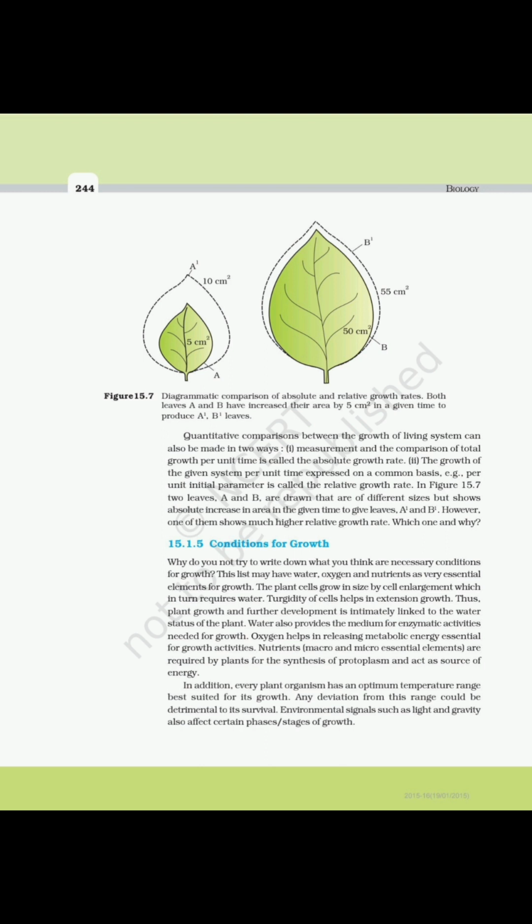Nutrients, macro and micro essential elements, are required by plants for the synthesis of protoplasm and act as source of energy. In addition, every plant organism has an optimum temperature range best suited for its growth. Any deviation from this range could be detrimental to its survival. Environmental signals such as light and gravity also affect certain stages of growth.